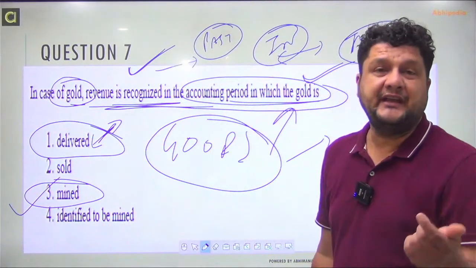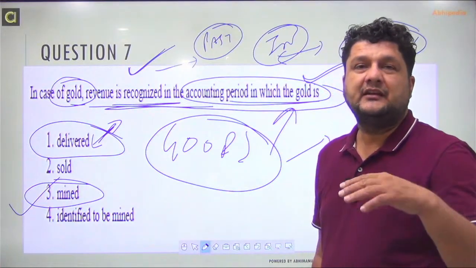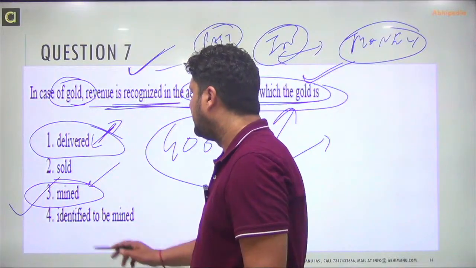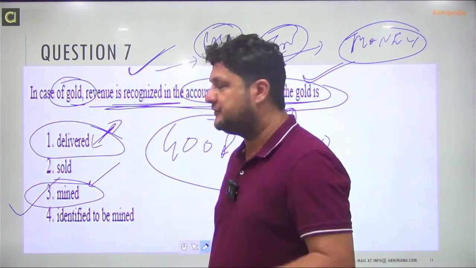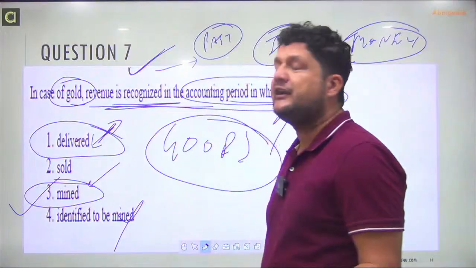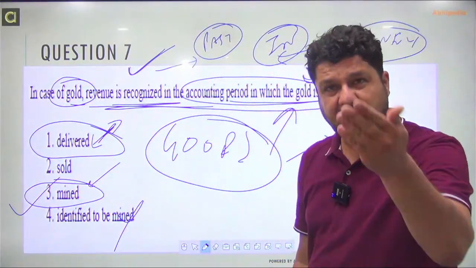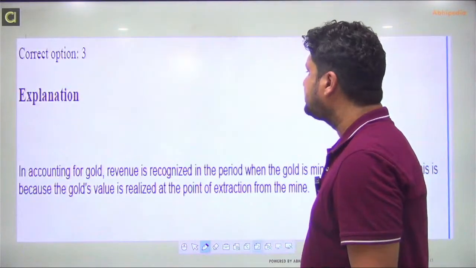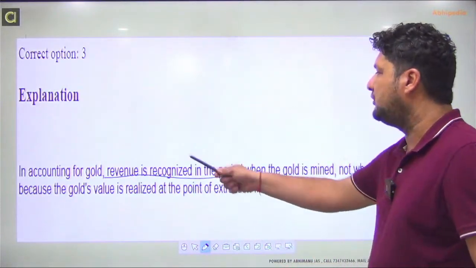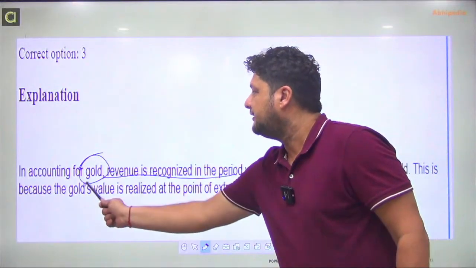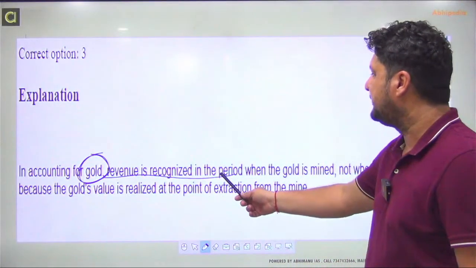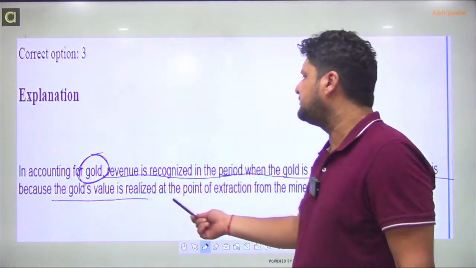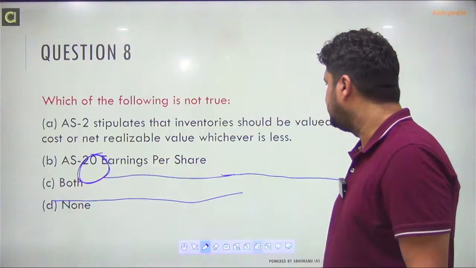When it is extracted, the word can be extracted or mined. This will not be the word. When it is extracted, or you can say mined, that is the exact word. So in accounting for gold, or any other things which you mine, revenue is recognized in the period when the gold is mined and not when it is sold, because the gold value is realized.